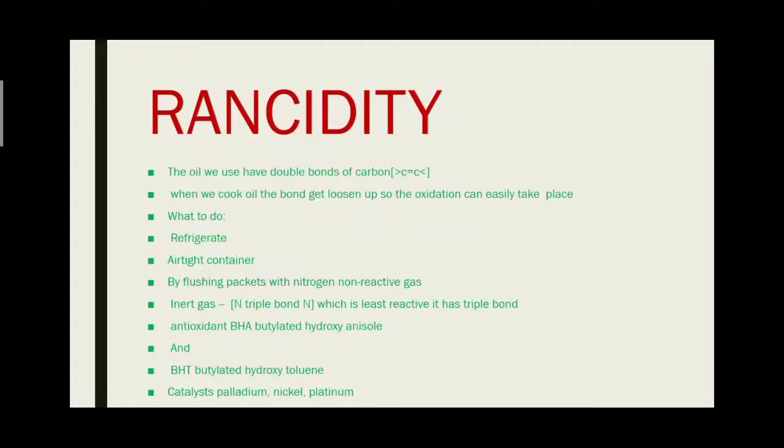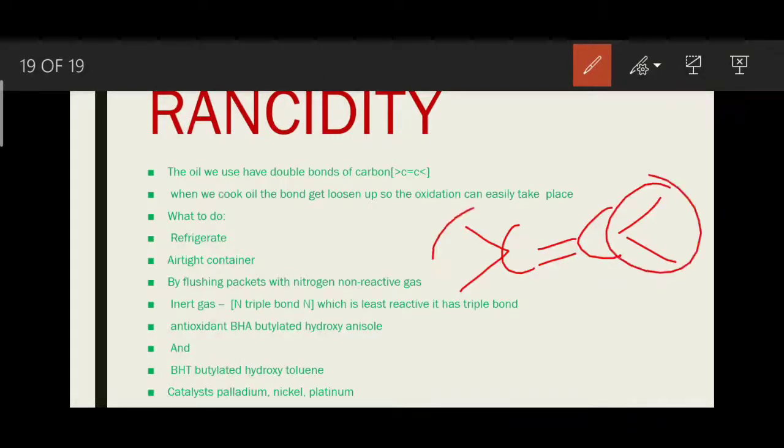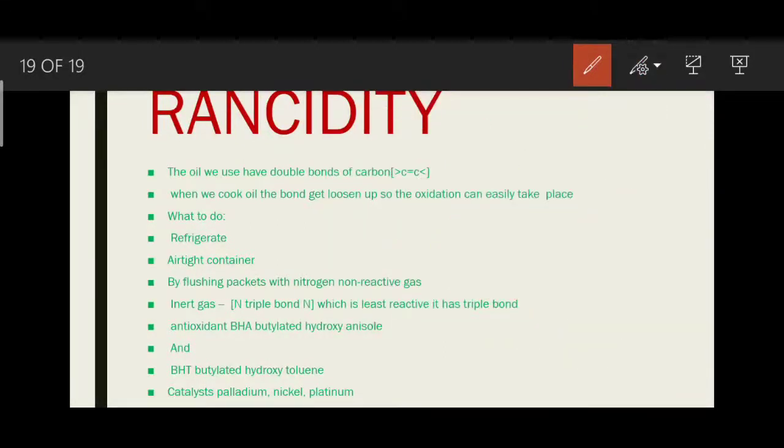Next, rancidity. What is rancidity? Please, let's check. The oil we use in our daily life has double bonds of carbon, C=C. Now what are these? Let me tell you. One carbon has valency 4, so like this it is making a double bond with another carbon. So 2 valencies are used here and 2 valencies are left. They will connect with other elements present in the oil. So when we cook oil, the bonds get loosened up.